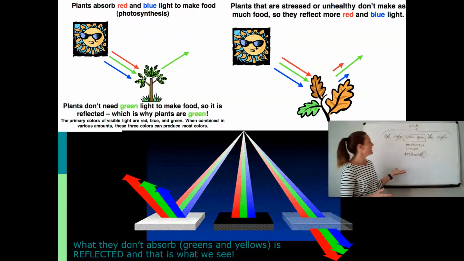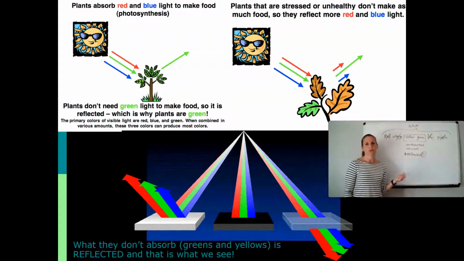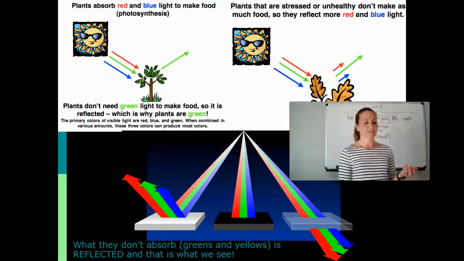Remember that what plants don't absorb is reflected. So we come back to this. What plants are not absorbing in their chlorophyll A or chlorophyll B is getting reflected, and that's why plants to us look or appear to be green.